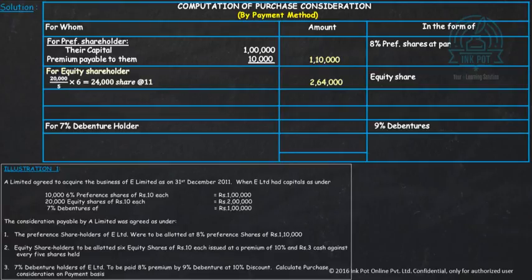How many equity shares are we having? 20,000 equity shares, और 5 के बदले में कितने शेयर्स दे? 6. So that is 20,000 divided by 5 into 6. 24,000 shares are being given to them at the 10% premium.